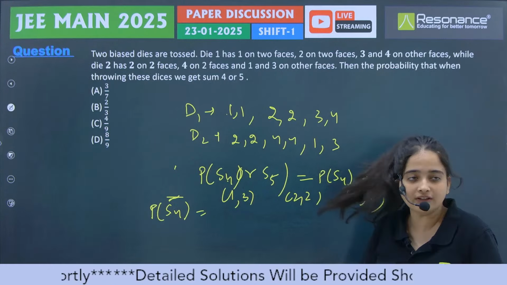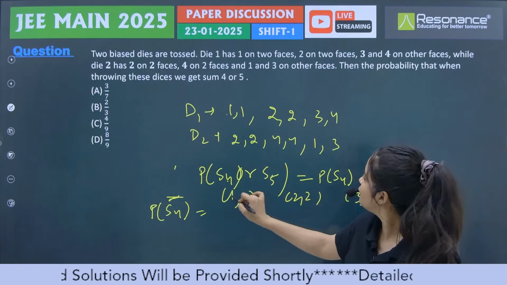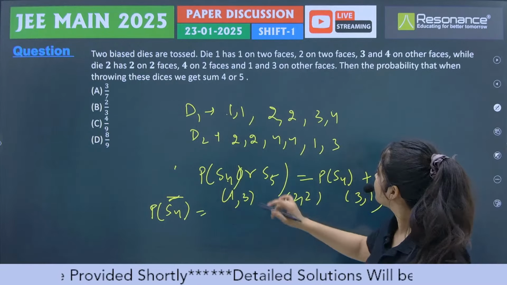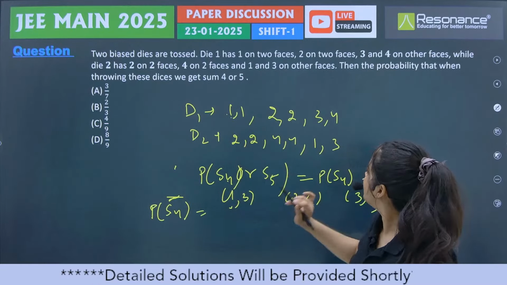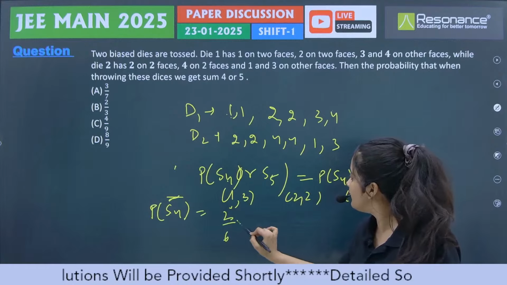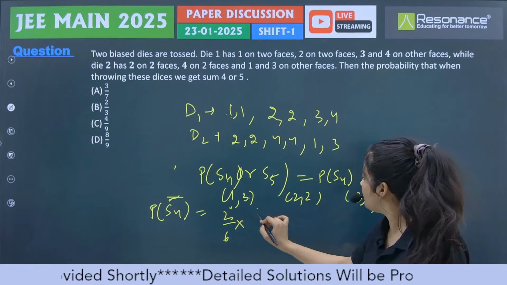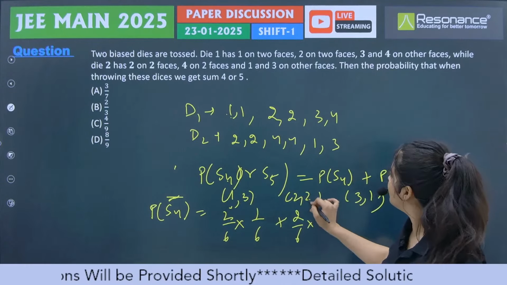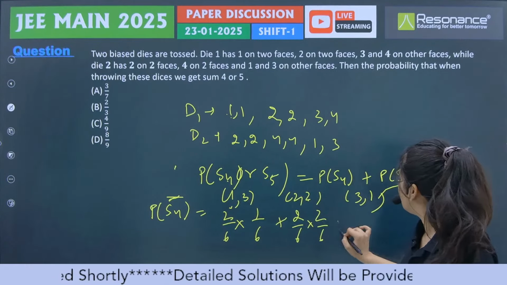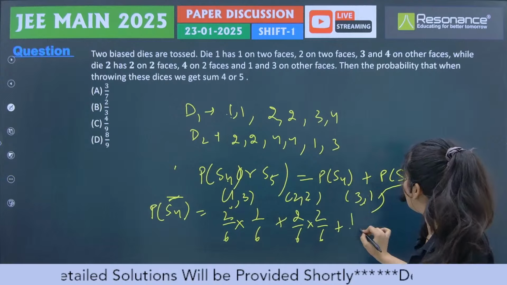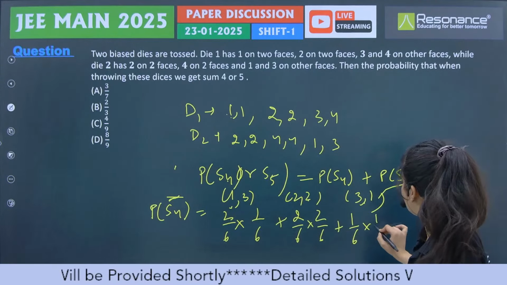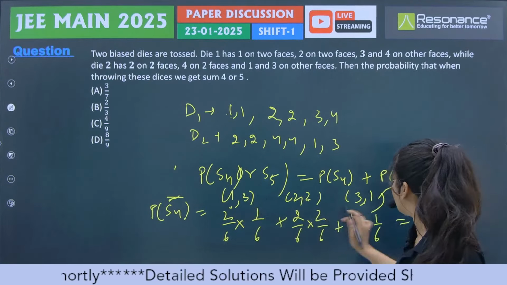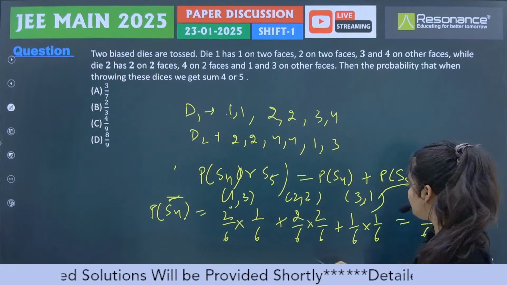So how many ways are there? For 1 on die 1, the probability is 2 by 6. For 3 on die 2, the probability is 1 by 6. For 2 on die 1, 2 by 6, and 2 on die 2, 2 by 6. For 3 on die 1, 1 by 6, and 1 on die 2, 1 by 6. So 2 plus 4 plus 1, which is 7 by 36.